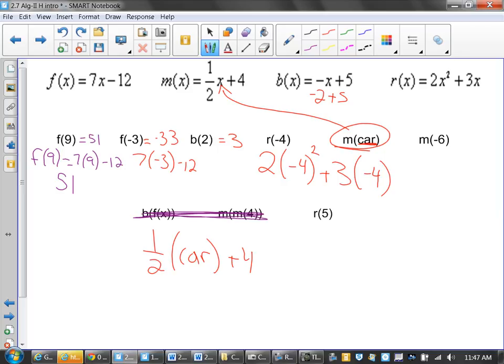All right, so if this was m of potato, it'd be half a potato plus 4. Okay, what, potato? Yeah, I like potato. I usually use potato with this one, but I used car this time. I don't know.